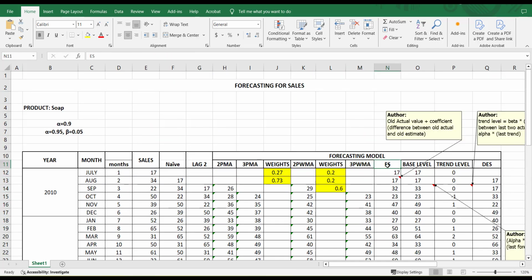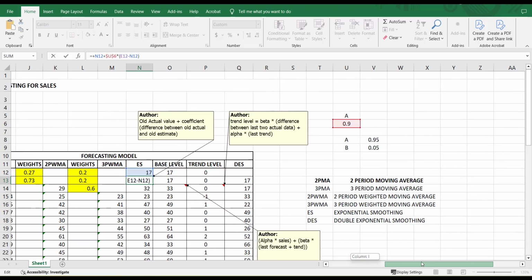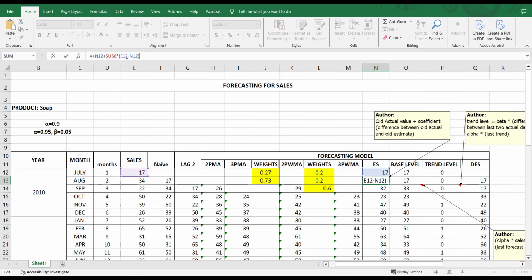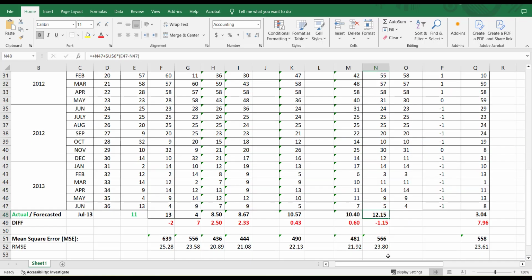Then we go for exponential smoothing. Exponential smoothing uses the last value and the difference between the last forecast and the last value as a correction mechanism. If you see the formula, it is equal to the last forecast plus the alpha that is provided, which is 0.9 here, multiplied by the difference between the actual value and the forecast. So it's a correction mechanism. If you use this formula, the forecast is 12.15.